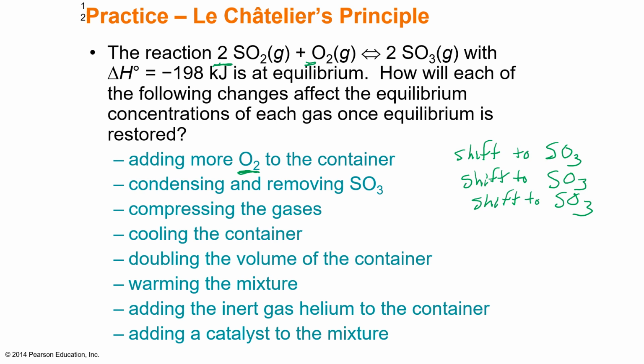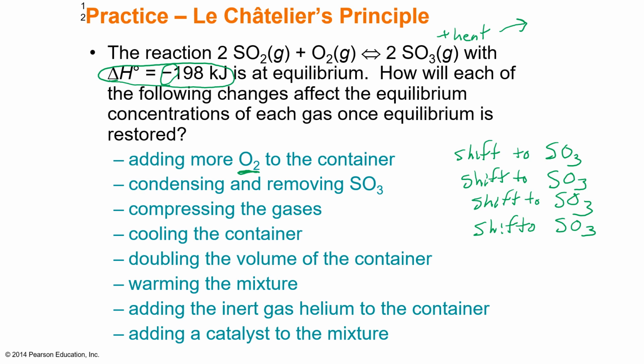What if we cool the container? Well, cooling the container, we're going to have to look at the enthalpy. The enthalpy in this case is negative, which means it's an exothermic reaction. The heat is on the product side. By cooling it, we're essentially removing heat from the products, removing a product, which allows our equilibrium to shift toward the product side, which is SO3.